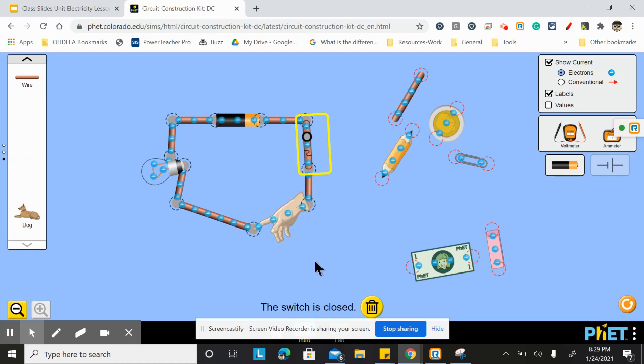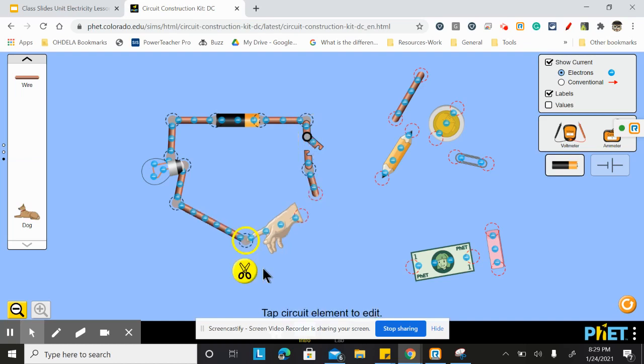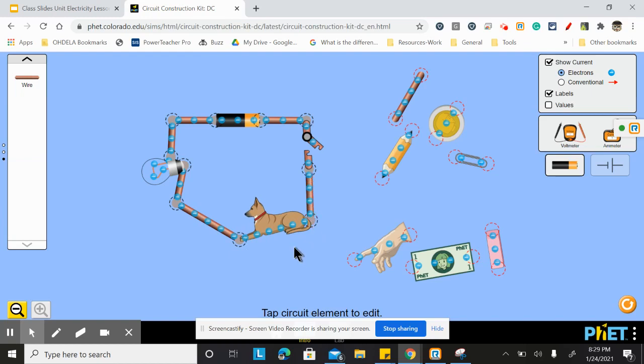And it looks like our hand is an insulator. Our hand is not going to allow electrical current to flow through it. We are not very good conductors of electricity. What about the dog? Is the dog going to conduct an electrical current? No, it's not. That dog is also an insulator. It stops the flow of electricity.